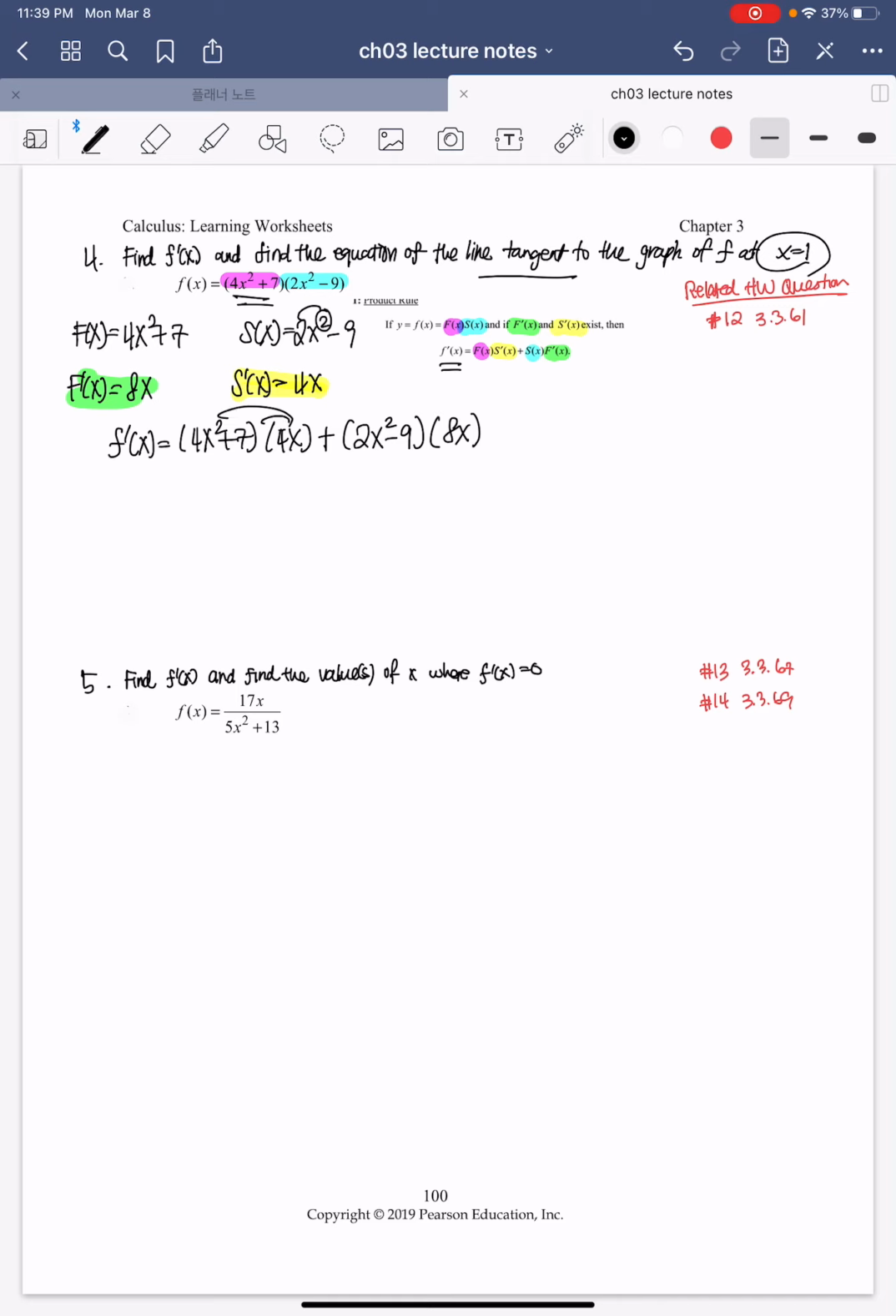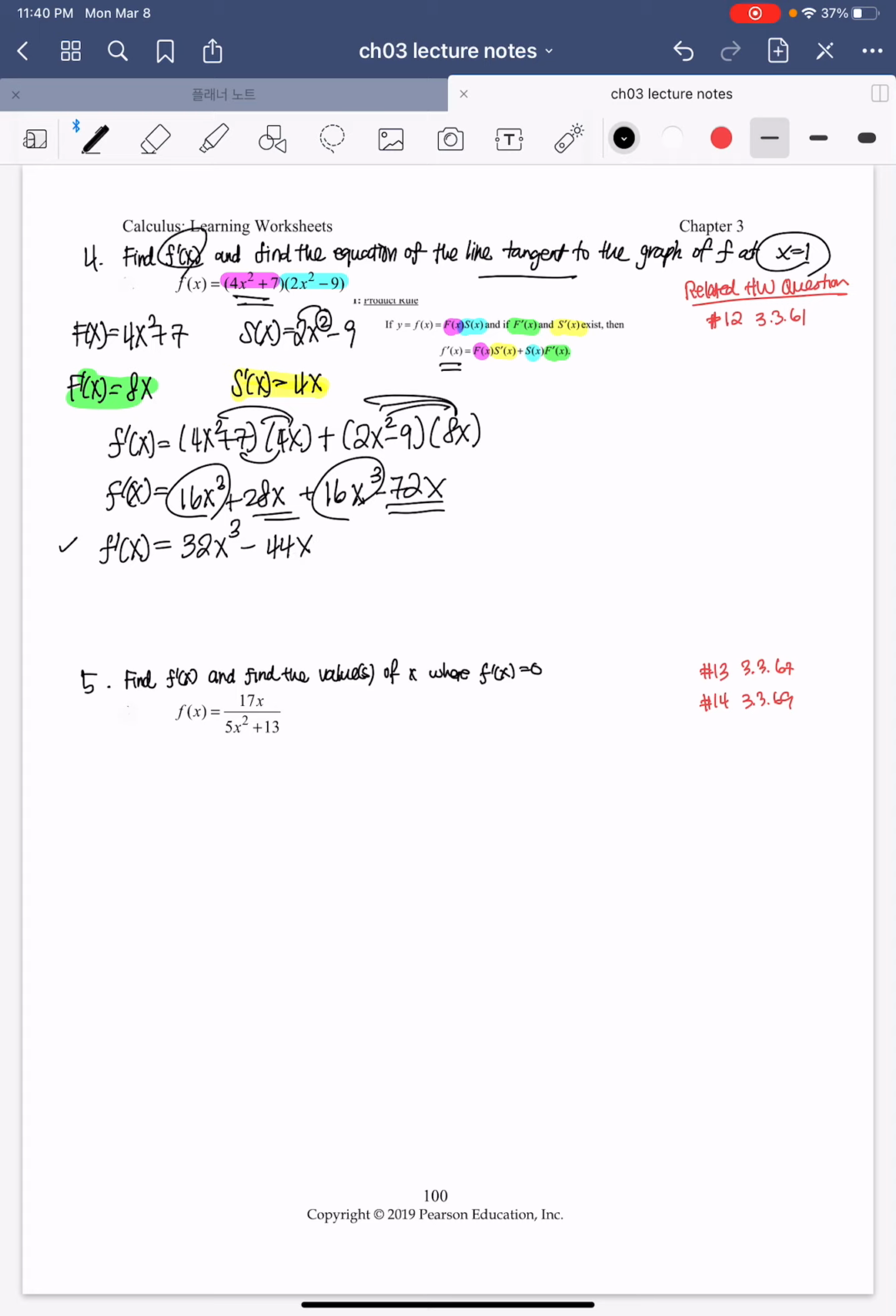Let's distribute, combine like terms. So f prime of x is 16x cubed. This will give me 4 times 7, 28x, plus 16x cubed minus 72x. Combining the x cubed terms together, I have 32x cubed, minus, combining the x terms, 44x.